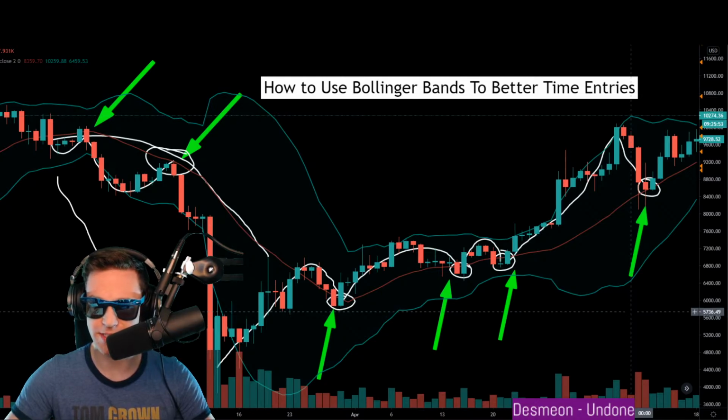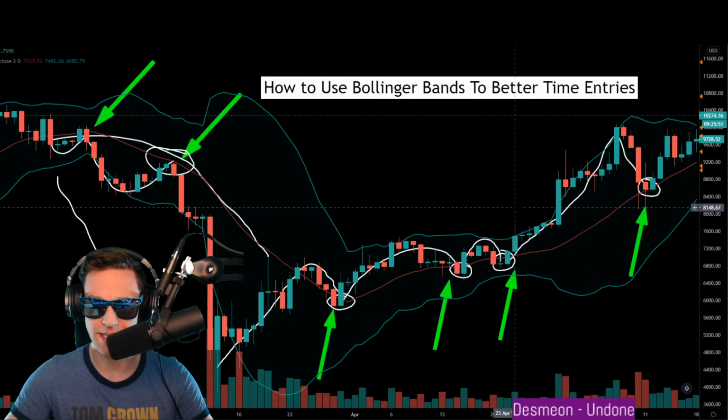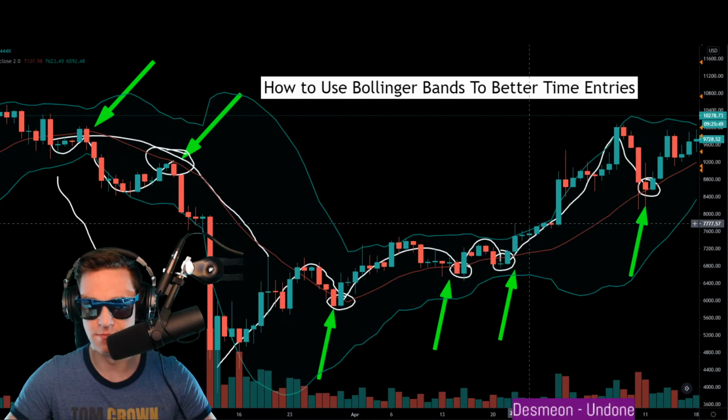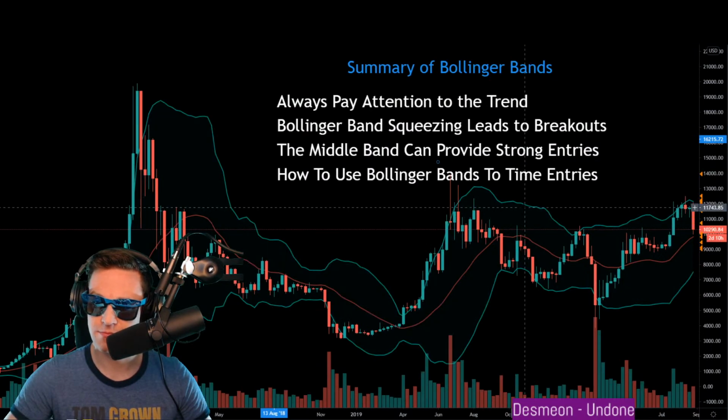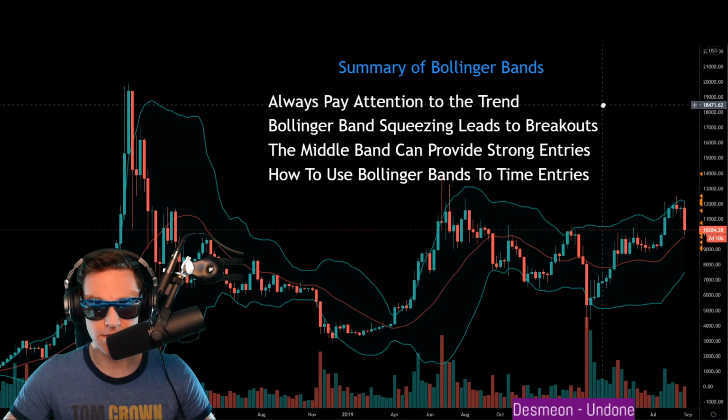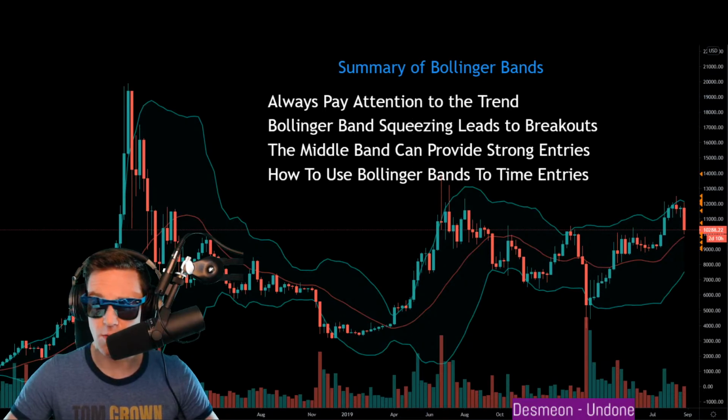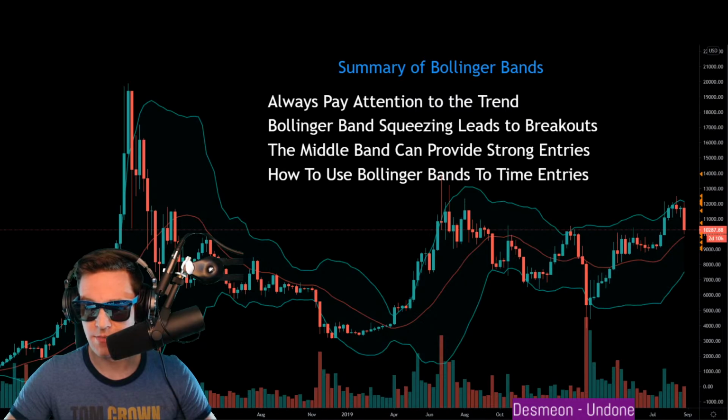The trick is really to be looking for the middle of the band and where the trend is. So the summary: always pay attention to the trend when using Bollinger Bands. Bollinger Band squeezing leads to breakouts in the up or down direction. Look at the trend, again, refer to it. The middle of the band can provide strong entries.